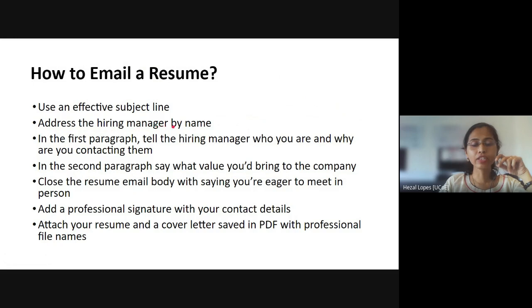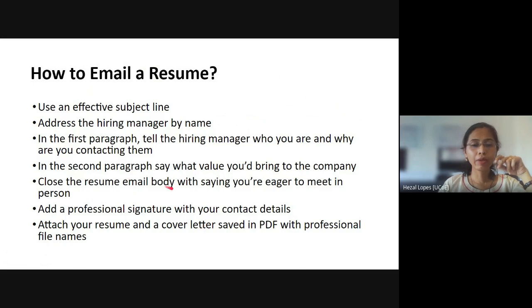Address the hiring manager by name. In the first paragraph, tell the hiring manager who you are and why you are contacting them. So in the first paragraph, you have to write what you are, what your designation is, and why you are sending mail to them. In the second paragraph, say what value you will bring to the company. So in the second paragraph, you have to tell what skills you have, and by using those skills, how you are going to benefit the company, how you are going to grow the company.